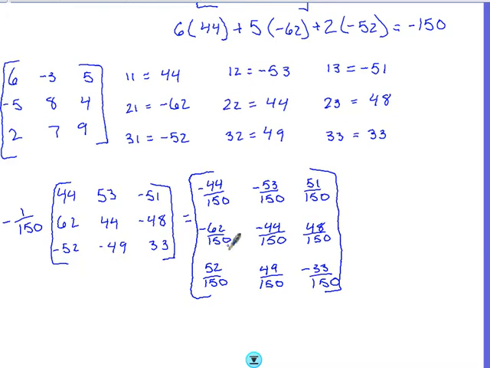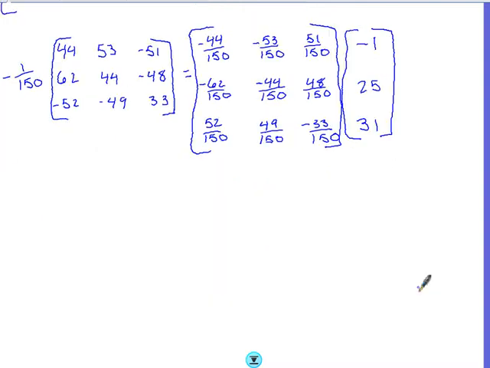Now we're going to multiply, this is the inverse, so we're going to multiply the inverse times the right side of our original equation, which was this matrix. All right, our constants from the beginning. Alright, and so when we do matrix multiplication, remember it's row times column. And again, I'm not going to simplify here yet either. So I'm going to do negative 44 times negative 1 is 44 over 150. Okay, then negative 53 times 25 is negative 1325, and I'm just going to keep it over 150.